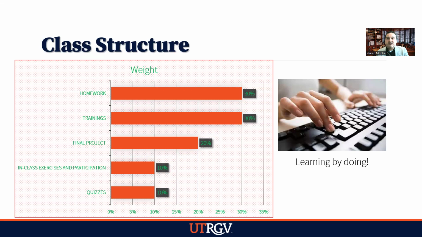So as you see here, the structure of grading for the course: homework will be counted for 30%. Homework is allocated 30% of your grade, because that's how we learn. We learn by doing, and then trainings help you get to the level where you can do the homework. So homework and training are 30% each. The final project is worth 20%: 10% for the first part of the final project, and 10% for the second part. Again, there are no exams, so that's why I focus on projects, homework and trainings.